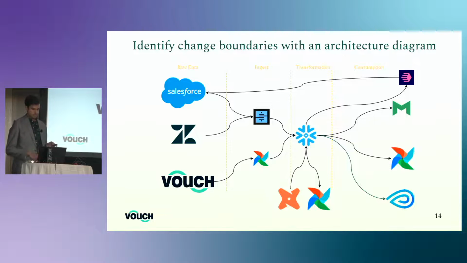And then the next thing is change boundaries with an architecture diagram. This is a very high level, 10,000 foot overview of what data at Vouch looks like. So we have raw data in Salesforce and Zendesk and a bunch of other SaaS tools, but those are the primary ones. We have proprietary application data from Vouch itself. This is a Rails monolith, basically. We ingest that through Stitch or sometimes through Airflow. We just pull that in from an S3 dump.